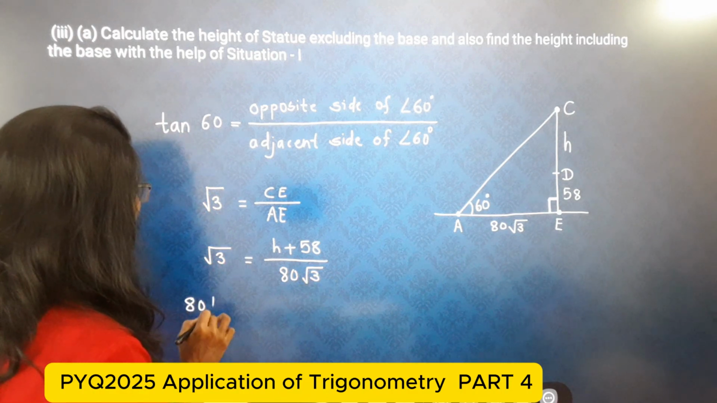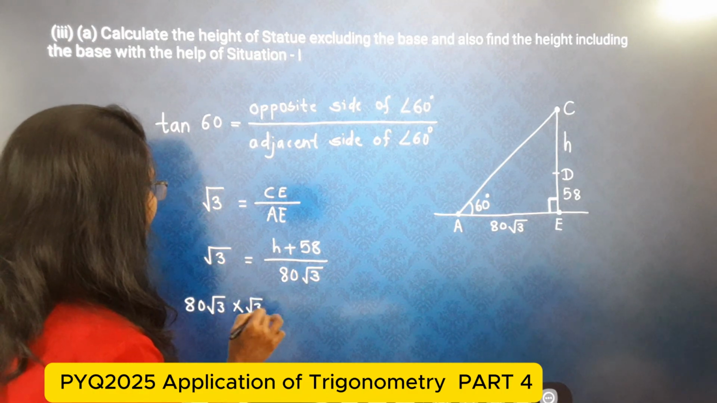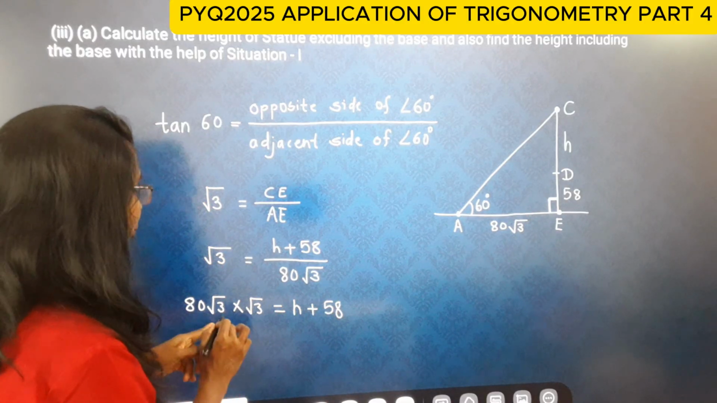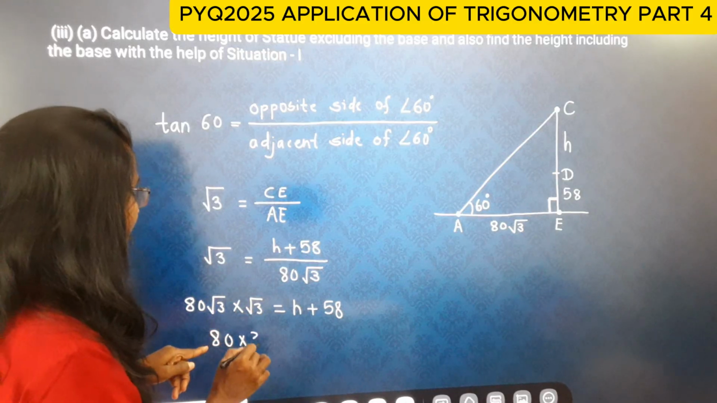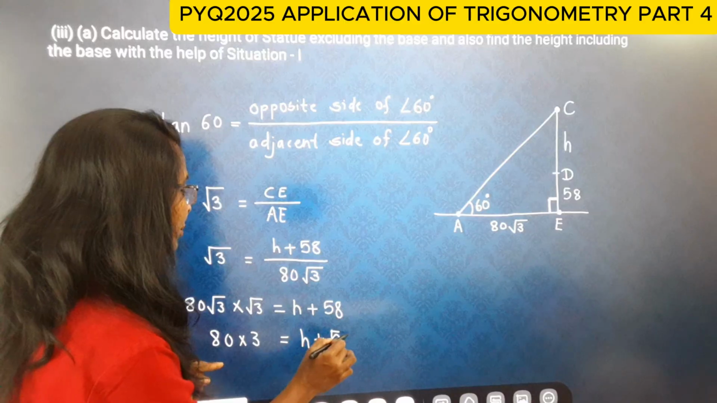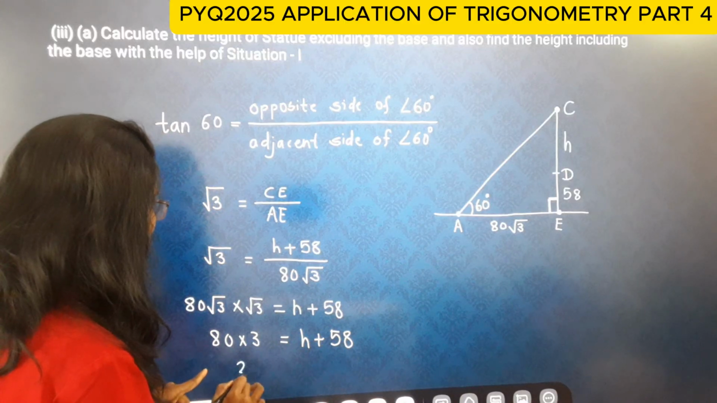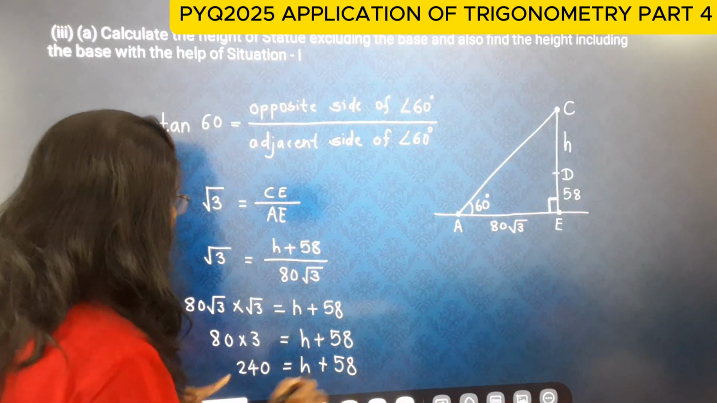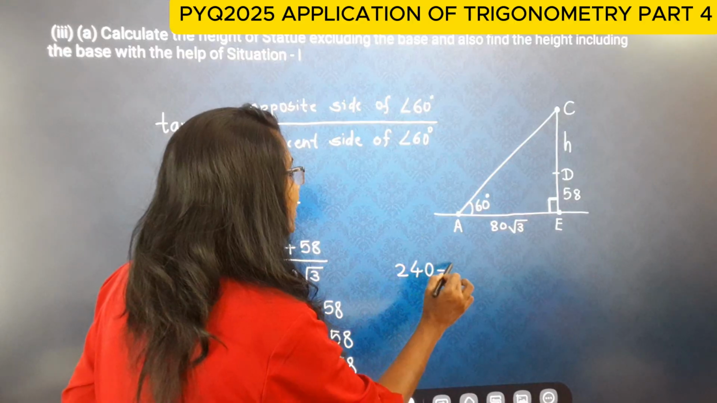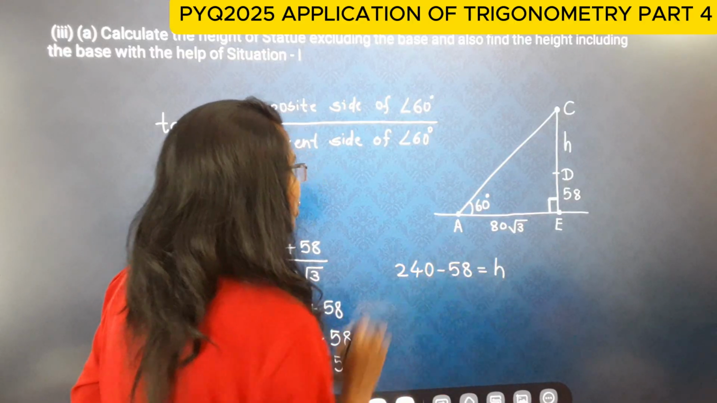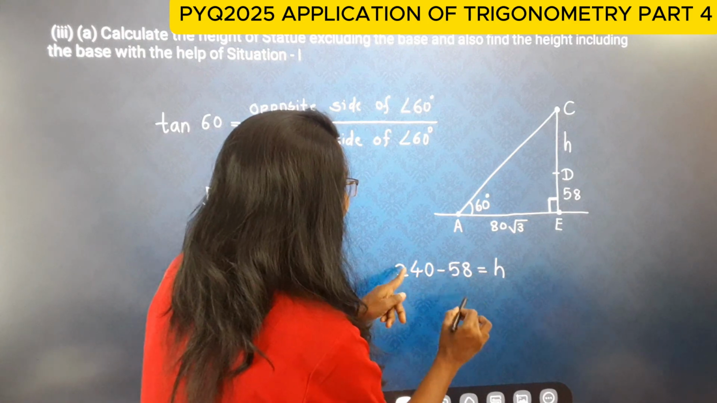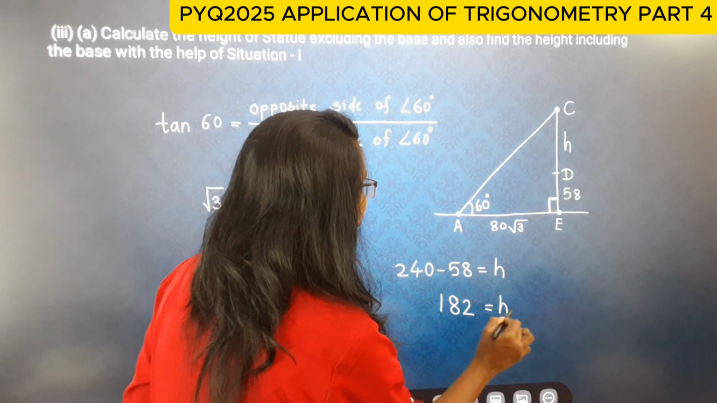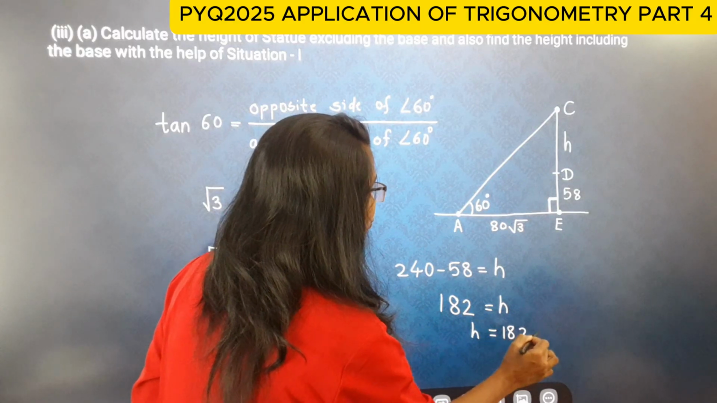So cross multiplication: 80 root 3 multiply root 3 is equal to H plus 58. So 80 multiply root 3 multiply root 3. Here, students, it is 3, which is equal to H plus 58. Now 80 multiply 3, that means 240, is equal to H plus 58. So now 240 minus 58 is equal to H. That is 182. So H is equal to 182 meter.